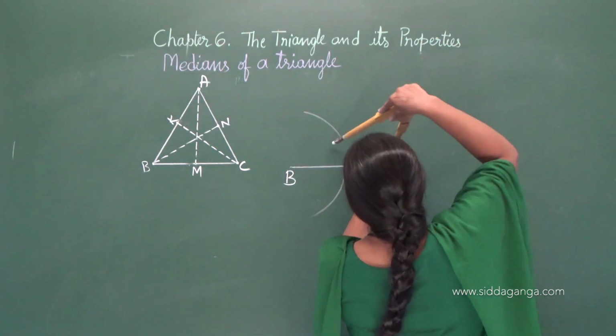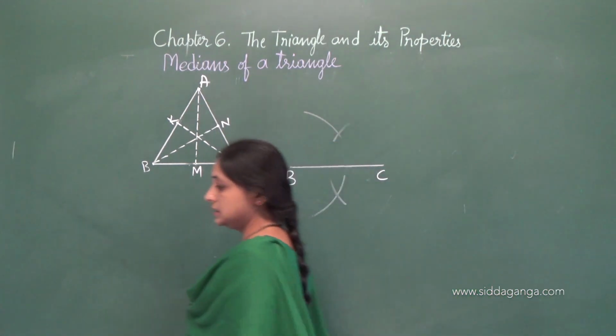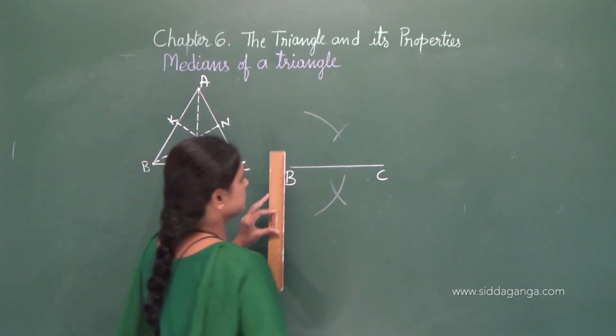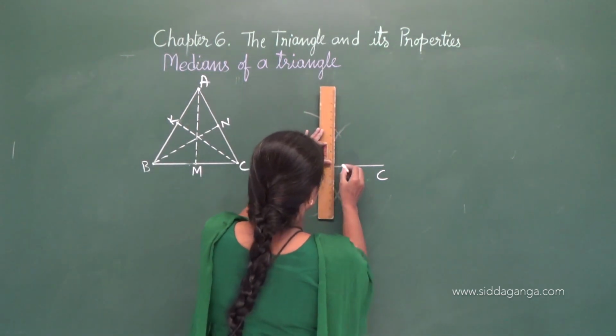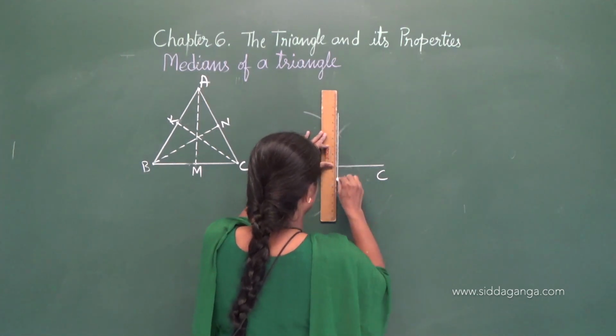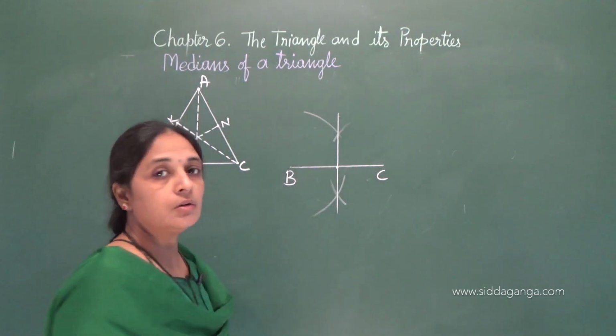Okay, then so when I draw like this arc, when I cut arcs like this, so when I join these arcs where they cut. Okay, here this is called the midpoint of BC.